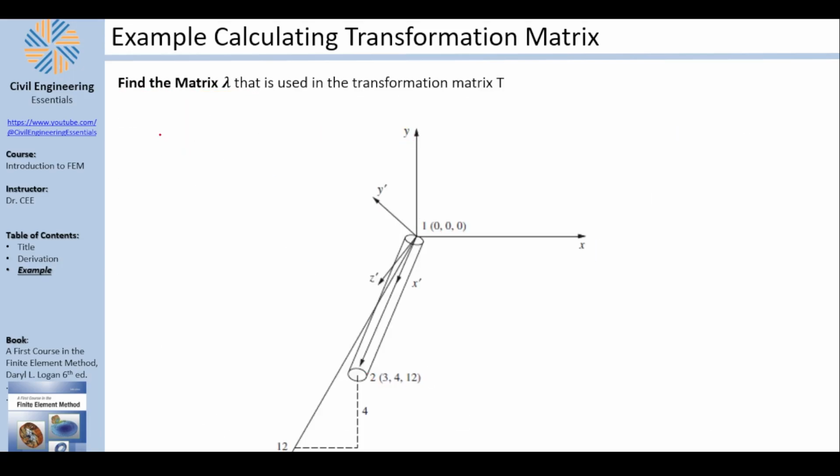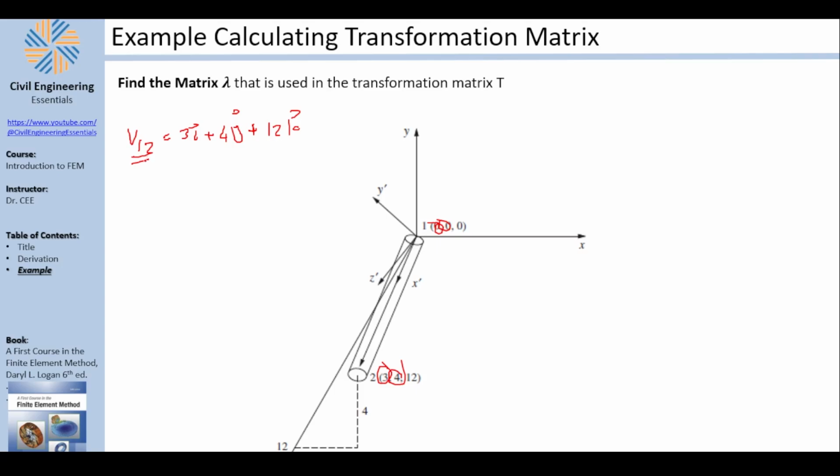First of all, I need to find the local x-axis. I need to find a helper vector from 1 to 2. And a vector from 1 to 2 is basically 2 minus 1. You know this from physics. Any vector is its end minus its beginning. So 3 minus 0 is 3i. 4 minus 0 is 4j. Similarly, 12 minus 0 is 12k.